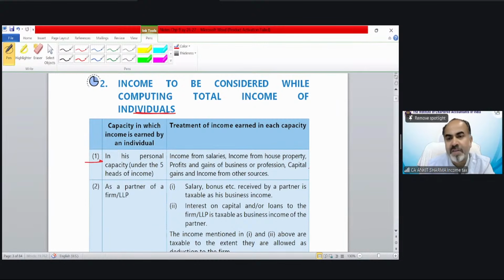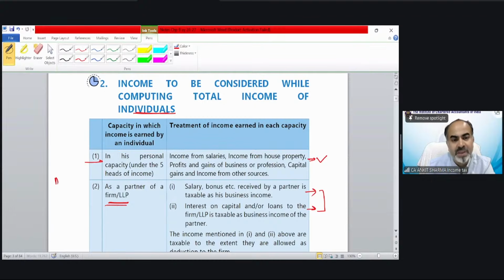Of course, the 5 heads of income will become part of your total income. This is simple. We have already discussed. Yes, if you are a partner of a firm or an LLP partner, in that case, you will include your individual income as well as any income received from the partnership firm. And generally, we receive from a partnership firm salary, interest, etc. So these will also become part of my total income.